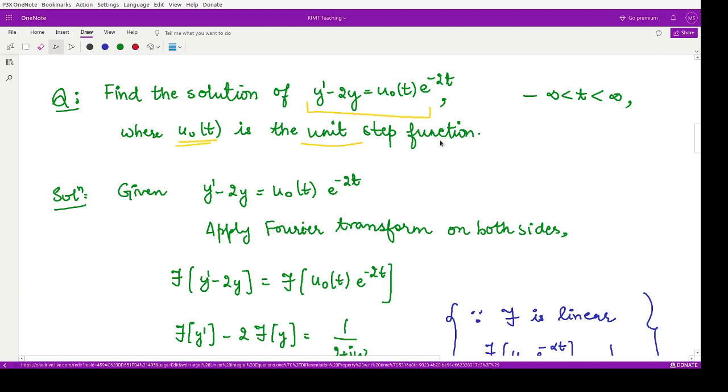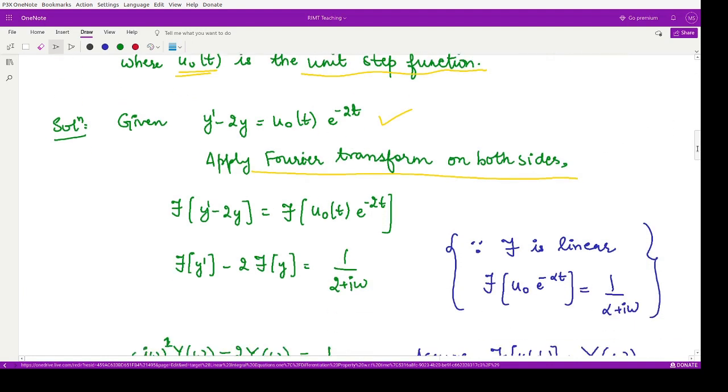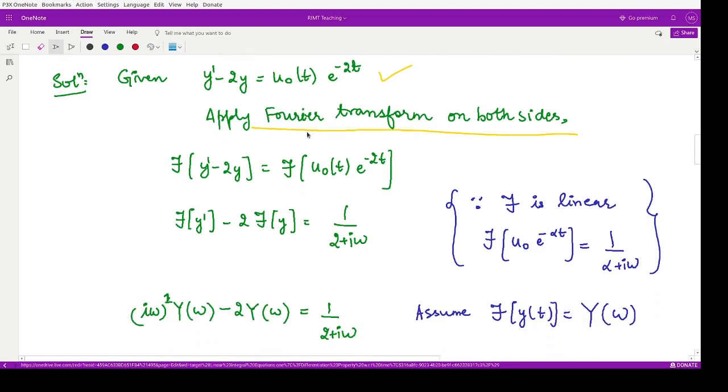That is the unit step function. So now this equation is given to us. Firstly, we'll apply the Fourier transform, simplify it, and then we will apply the inverse Fourier transform to this particular function. So for that, what we are doing is applying this operator, the Fourier transform, on both sides.